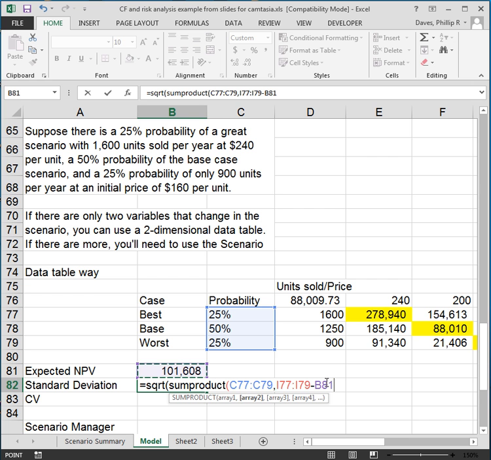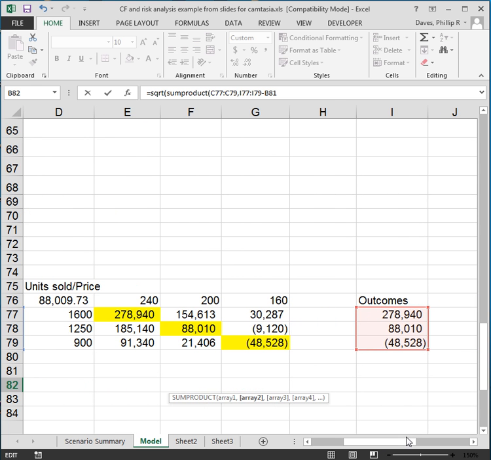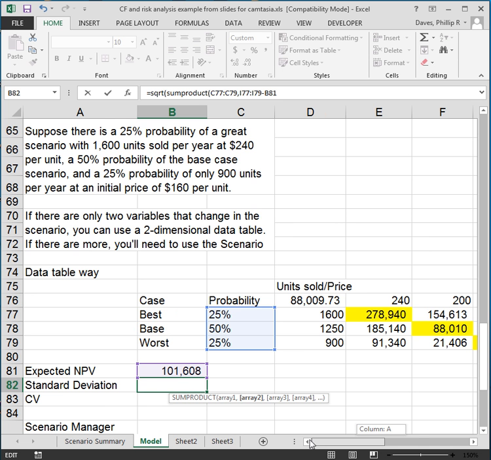this little section right here. This gives you a deviation, a row, or actually a column, an array that has three elements in it, and each element is a deviation from the mean. It's basically 278,940 minus that 101,000. It's 88,010 minus the 101,000, and it's the negative 48,528 minus the 101,000. That's what's very clever about this formula.